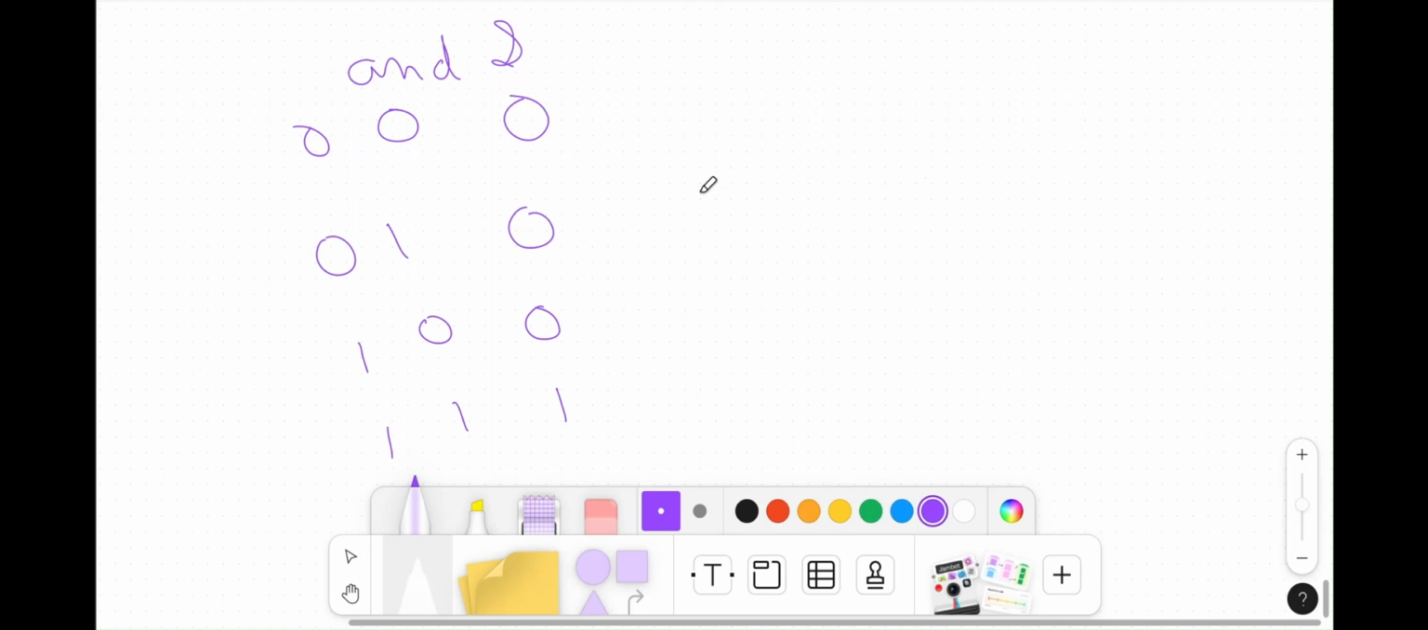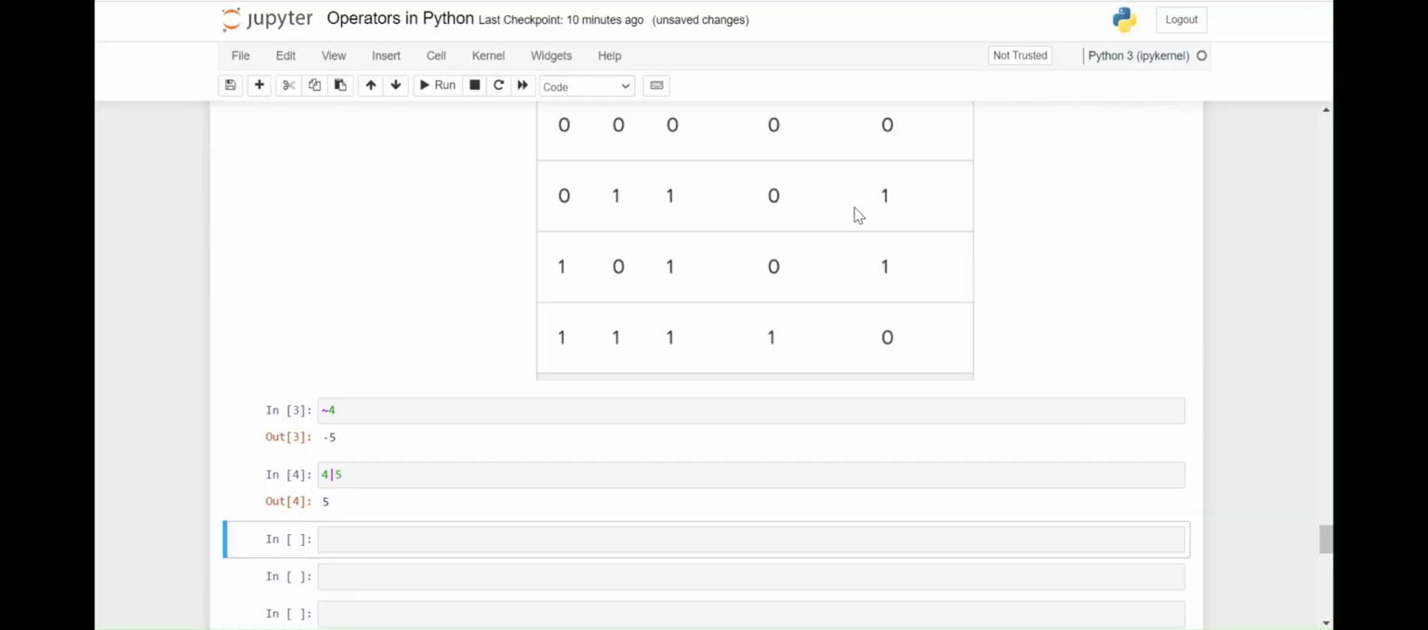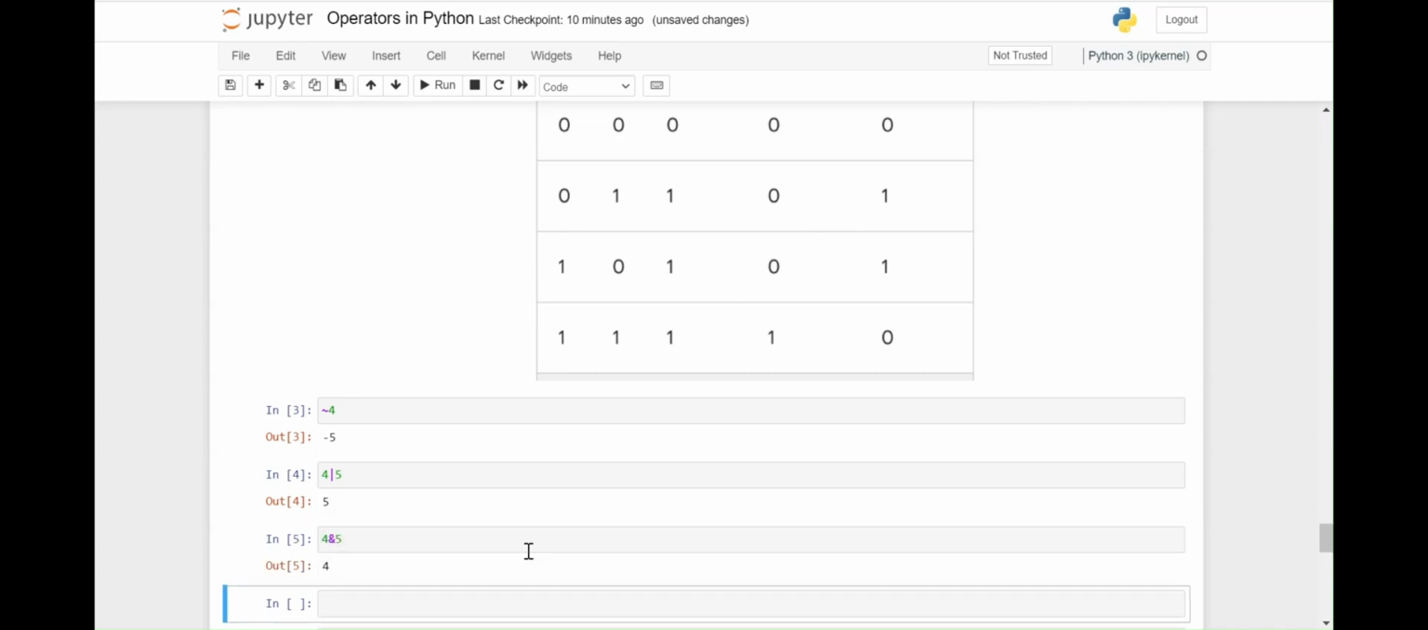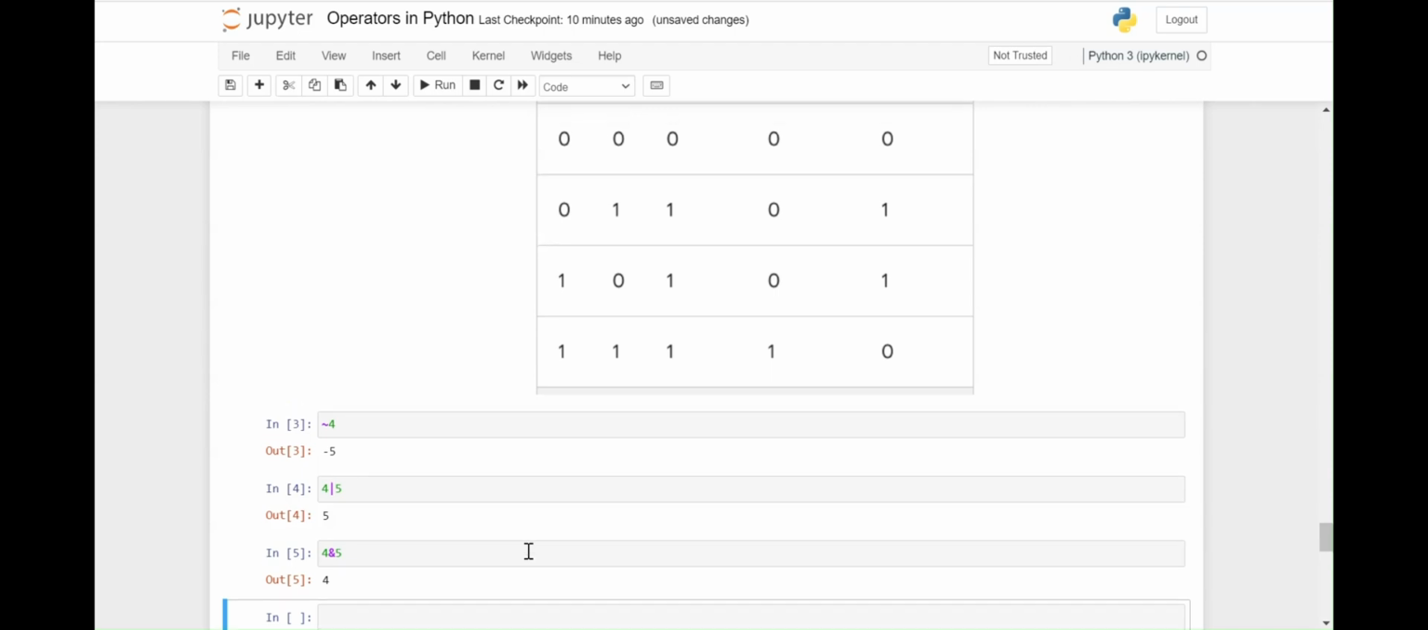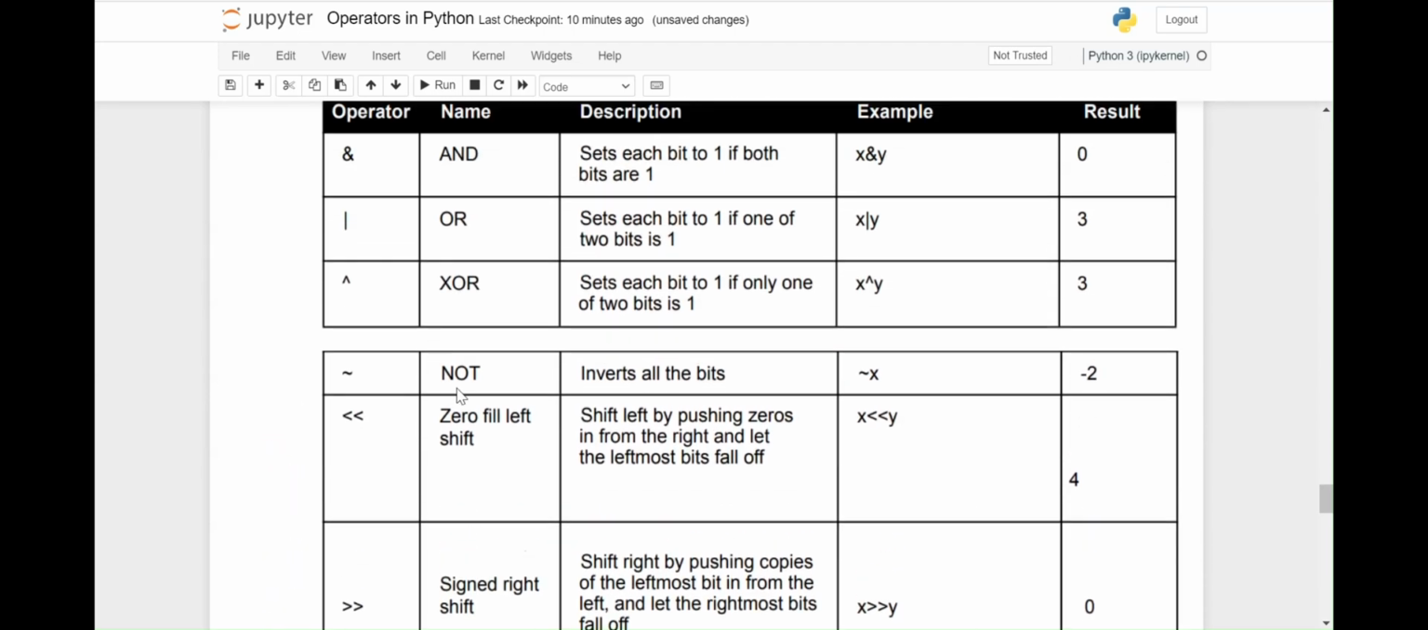Let's take the same 4 and 5. Let's see what we get. 100 and 101. So 0 and 1 is 0, 0 and 0 is 0, 1 and 1 is 1. So we're going to get 4. Let's just check it on Jupyter notebook. 4 and 5, we got 4. See, we're correct.